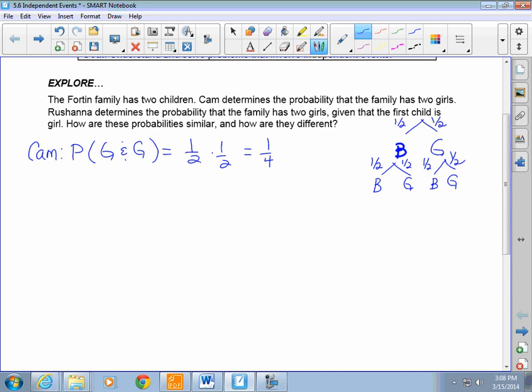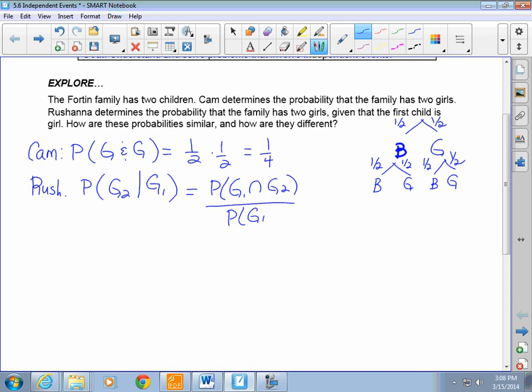So Roshana here, she calculated the probability that the family has 2 girls, given that the first child is a girl. So that means the second child is a girl, given the fact that the first child was a girl. We know from that last section the probability of the first one being a girl and the second one being a girl. To find out this one, we need to divide out the probability that the first one was a girl.